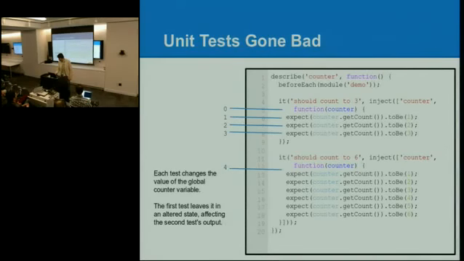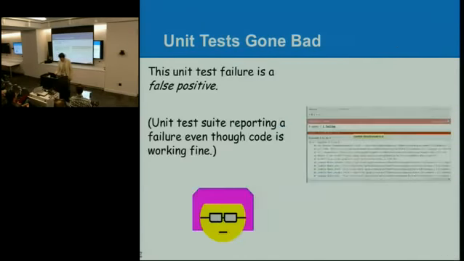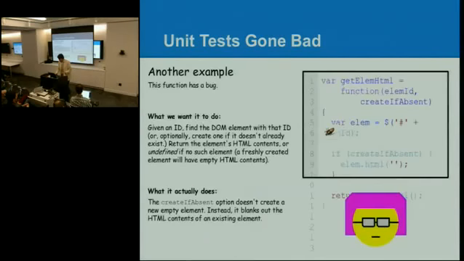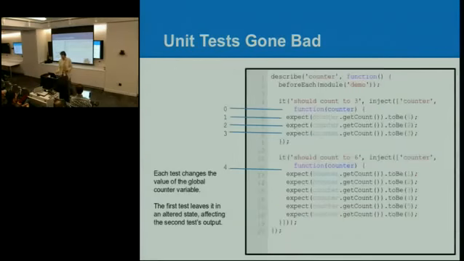Or the first call of the second unit test, rather. This is an example of a false positive. What it means is that the unit test suite is reporting that the code failed, even though the code is actually doing exactly what the programmer wants it to do. What's going on is that the first unit test is altering the environment in a way that affects the way that the second unit test executes.